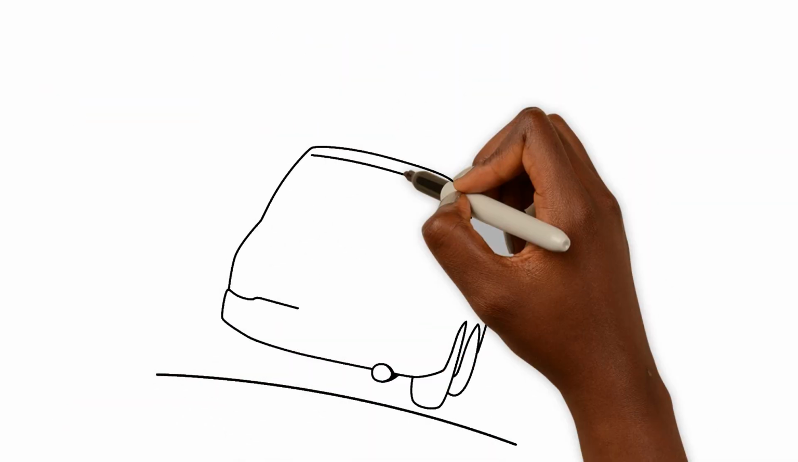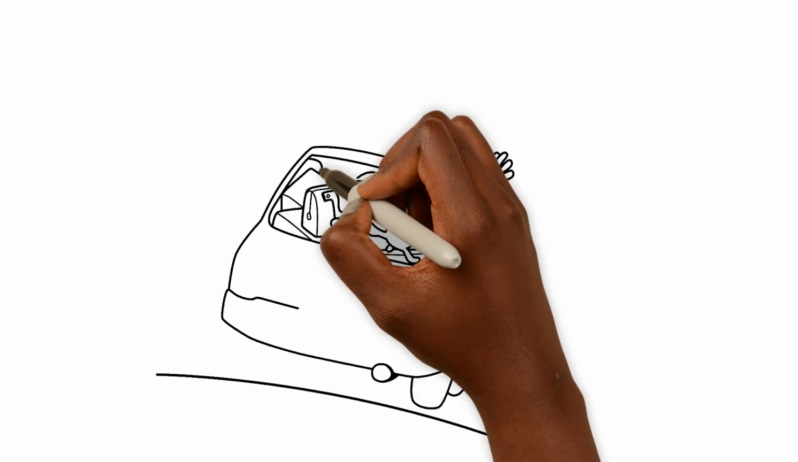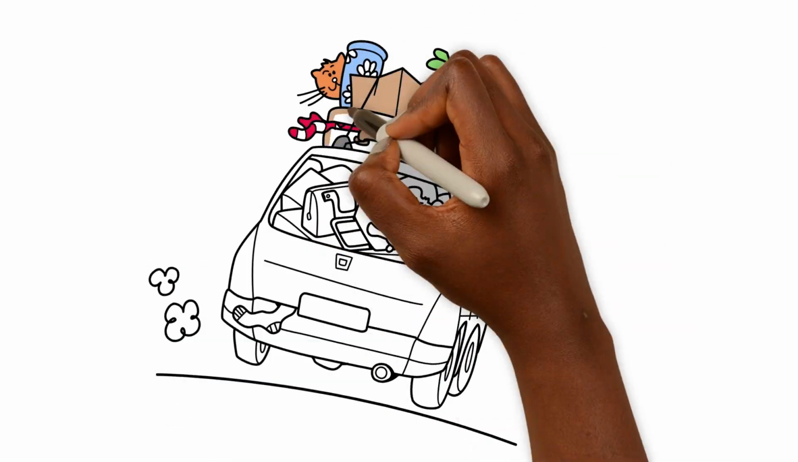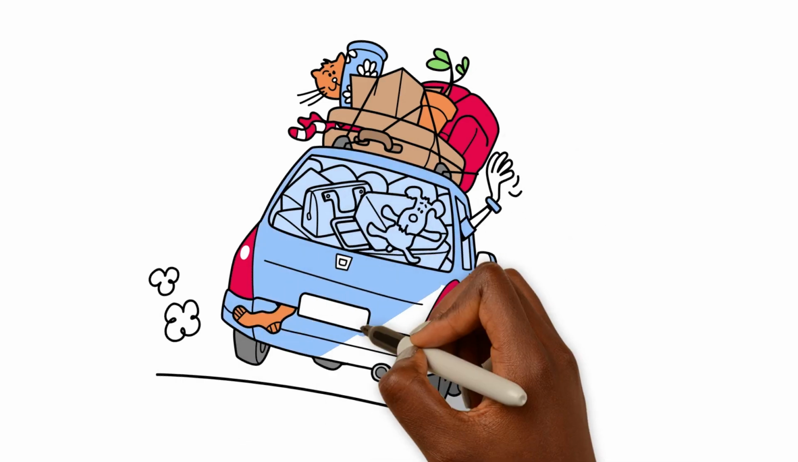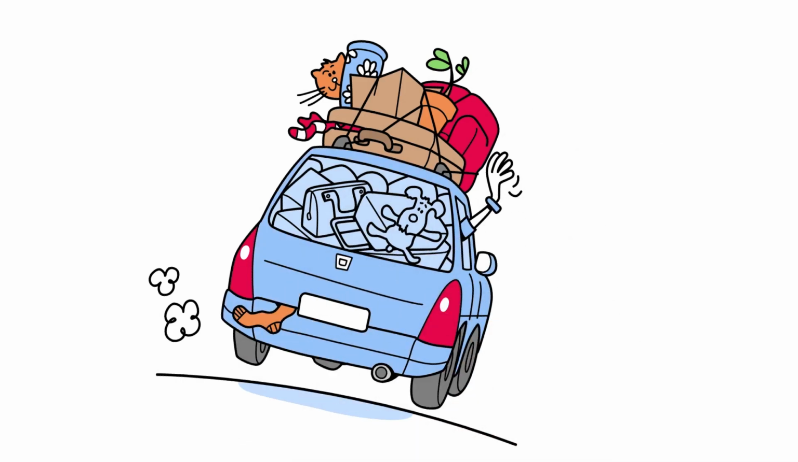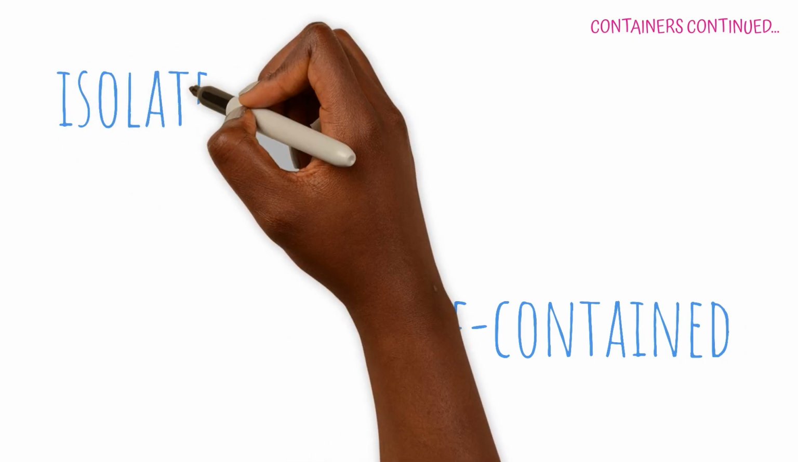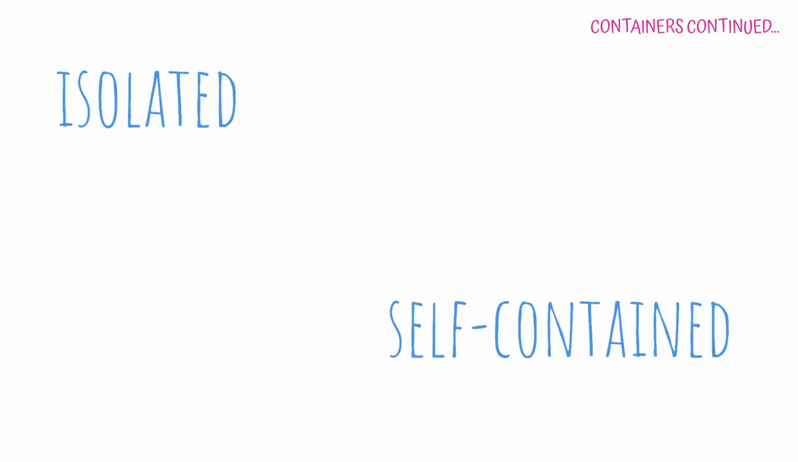Imagine you're moving across country. You have furniture, books, clothes, and delicate items. If you just throw them all into the car, things will get messy, break, and be hard to unload. Now imagine using standardized shipping boxes. Each box is self-contained. Everything for one part of your move, for example, all of your kitchen items, goes into one box. Each shipping box is isolated. What's inside one box doesn't affect what's inside another.